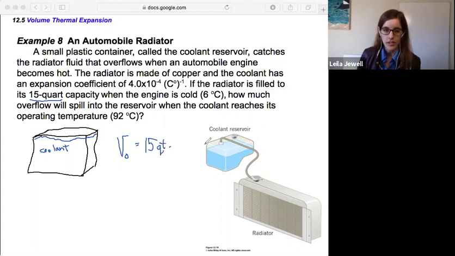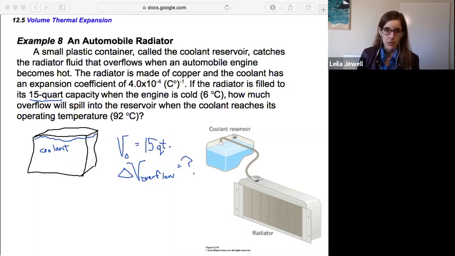And we want to find, as I mentioned, how much overflow. So the how much there is the volume of coolant that we lose. So delta V overflow. Great. So we have that.